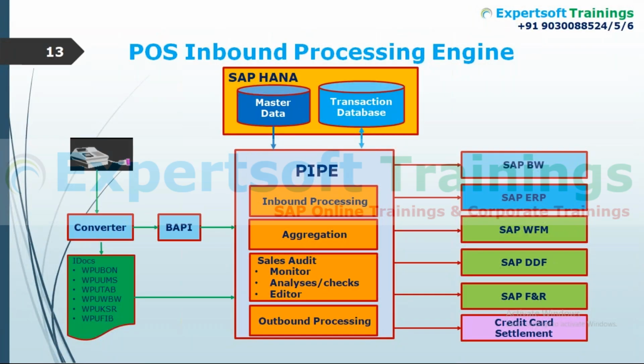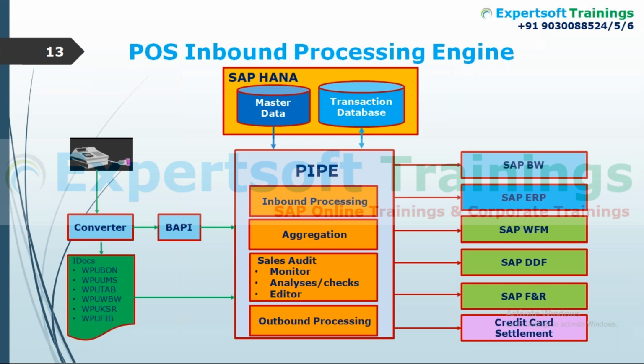Again, this is the same, a little technical. What kind of IDOCs will get created when we send the data from CAR to S4, how it will be outbound, inbound. So these are all the major ones. On the left-hand side in green you can see PUBON, PUMS, PUTAB. These are all which I told.